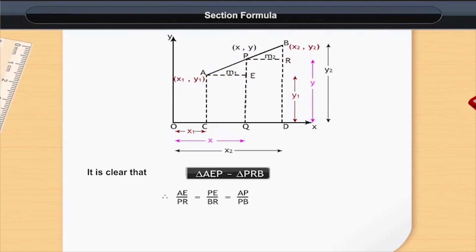Therefore, AE divided by PR is equal to PE divided by BR, which is also equal to AP divided by PB. Now, if we substitute all these values, then we get (x minus x1) divided by (x2 minus x) equal to (y minus y1) divided by (y2 minus y) equal to m1 divided by m2.